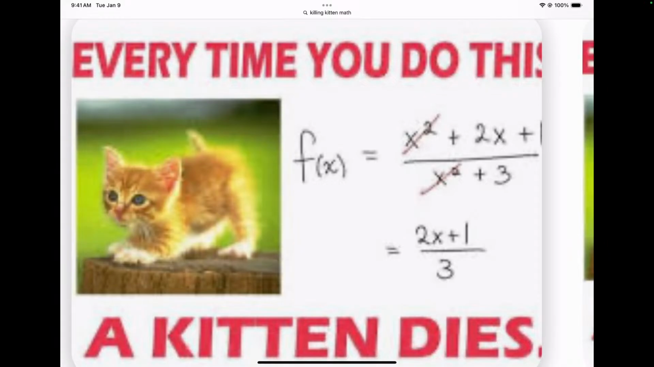All right. So you cannot cancel the x squared because the x squared is not multiplied to 2x plus 1. And the x squared is not multiplied by 3. If they're multiplying, yes, you can cancel out the x squared.